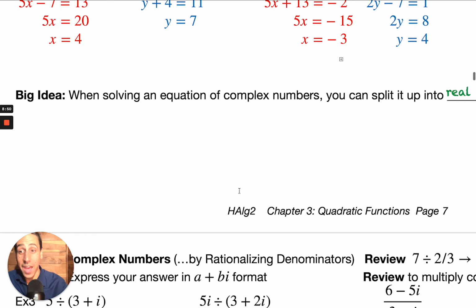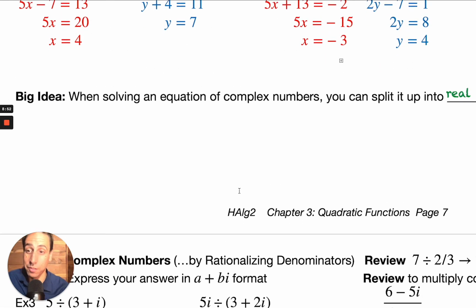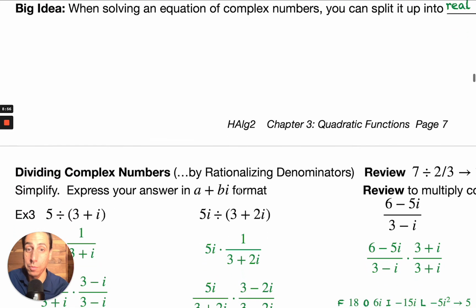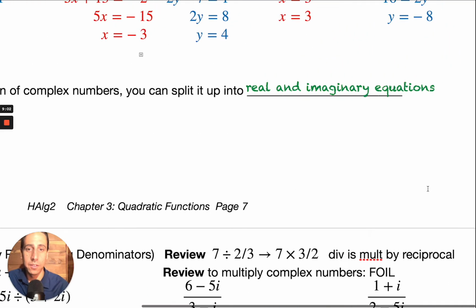Dividing. Okay, so we've added complex numbers, we've subtracted, we've multiplied, and now we're going to divide. And the way we're going to do that is by rationalizing the denominators. So let's review a little bit. A couple of things to know is that when you divide by a fraction, it's the same thing as multiplying by the reciprocal. That's going to come in handy.